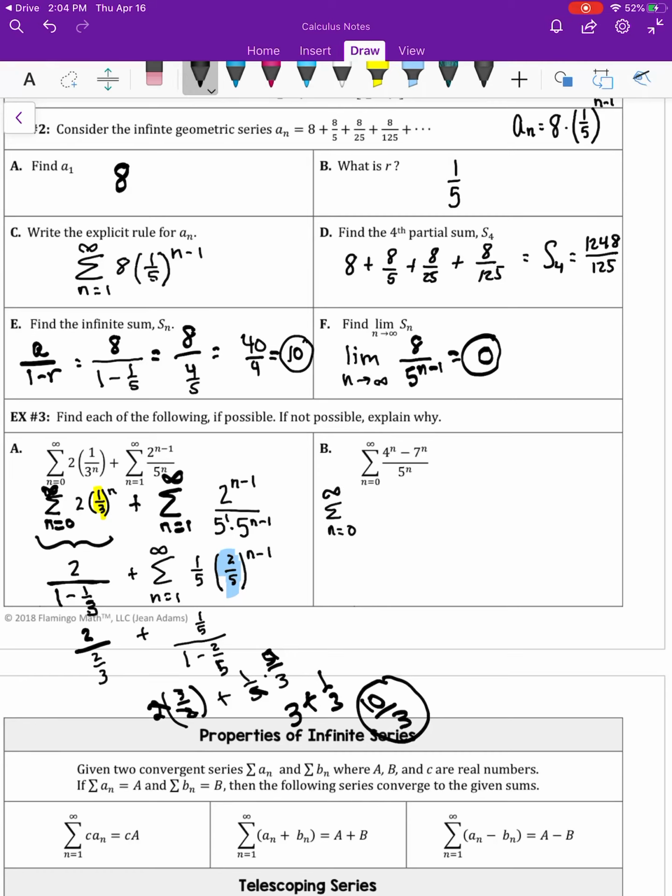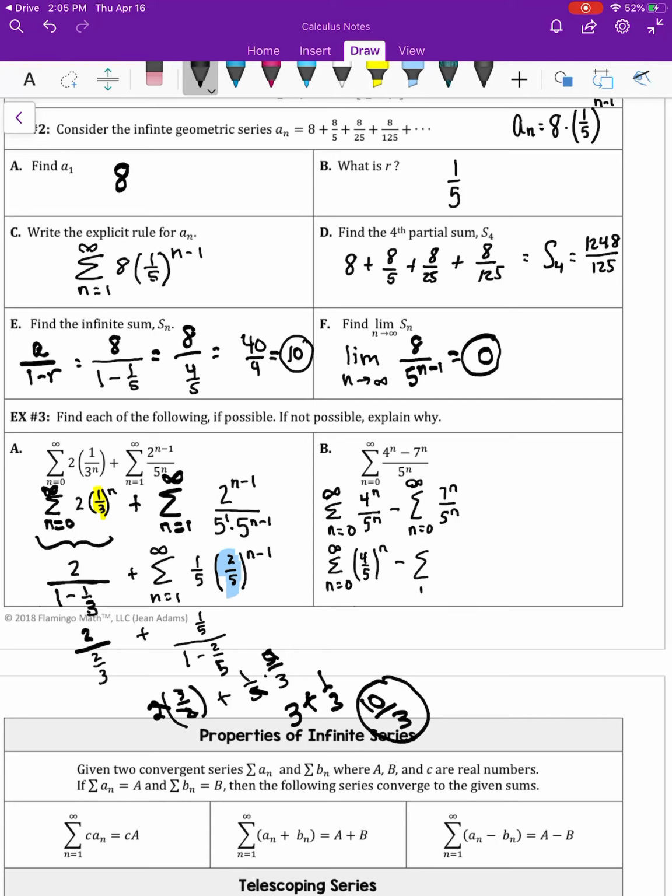Okay, so for part B, I want to decide, can I do something with this? And so I probably would go, well, since there's a monomial in the denominator, let's go ahead and split this up into 4 to the n over 5 to the n minus 7 to the n over 5 to the n. But when you can, you can also go ahead and split it up and put a summation on both of them. It doesn't matter. It's going to be the same thing.